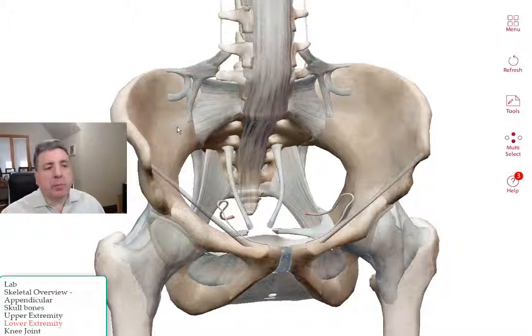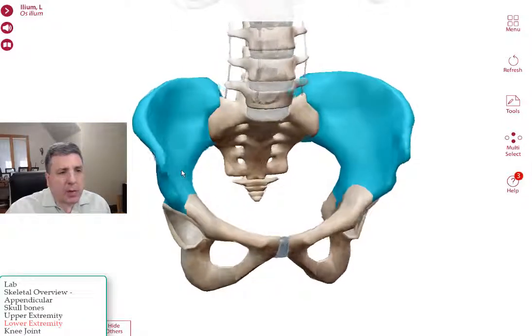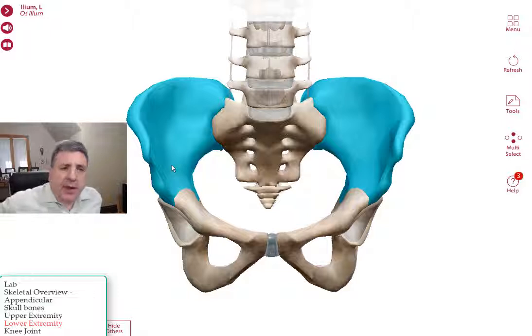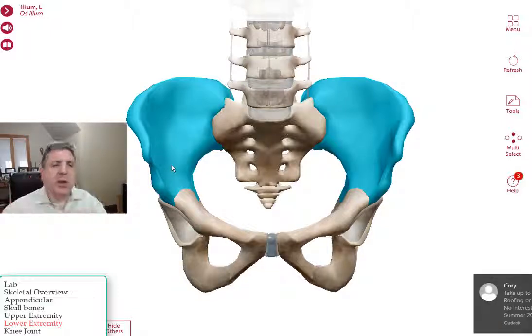In this case, the pelvic girdle attaches the lower limb to the axial skeletal system. The pelvic girdle is going to be made up of three bones. We're going to have the ilium on this bone. This is the primary one. So if you were to put your hands on your hips and you feel that bone around this area, that's going to be part of the ilium.